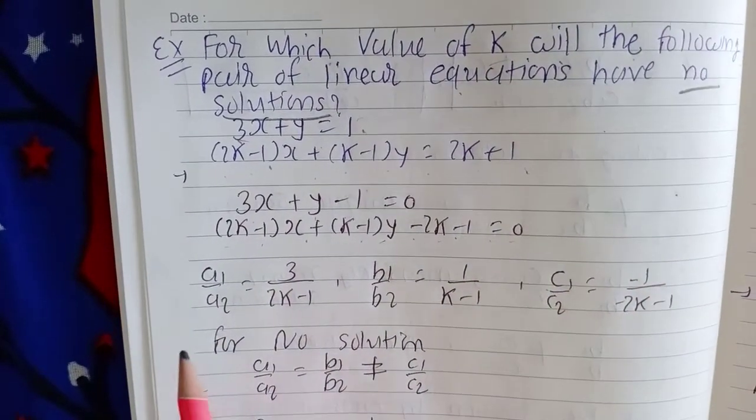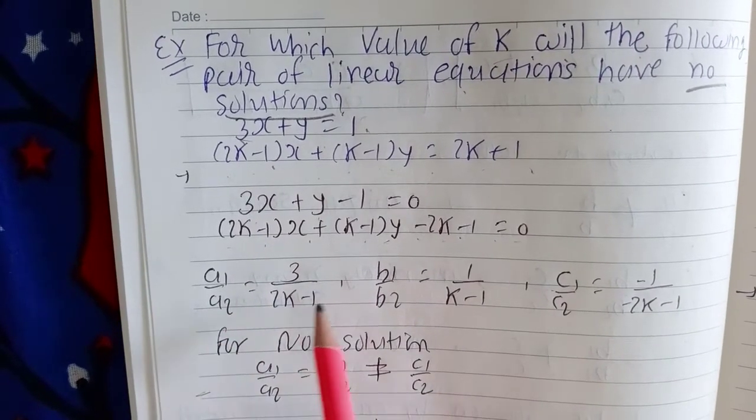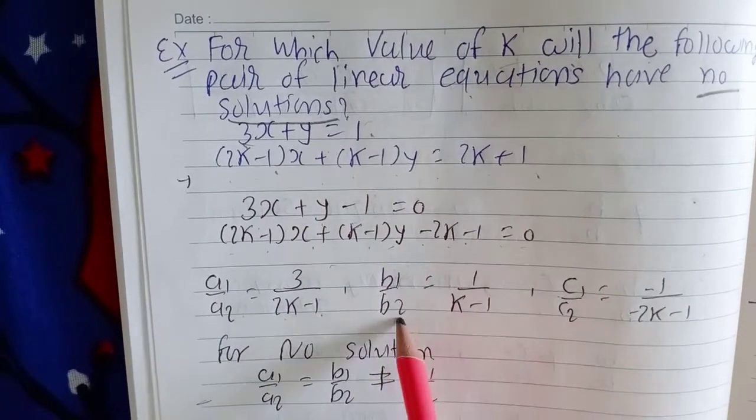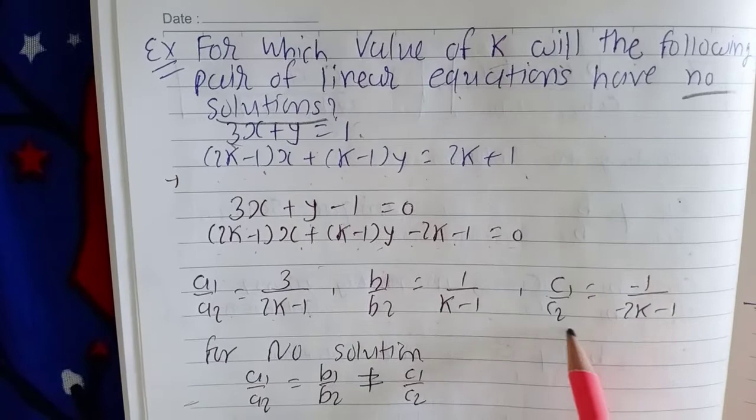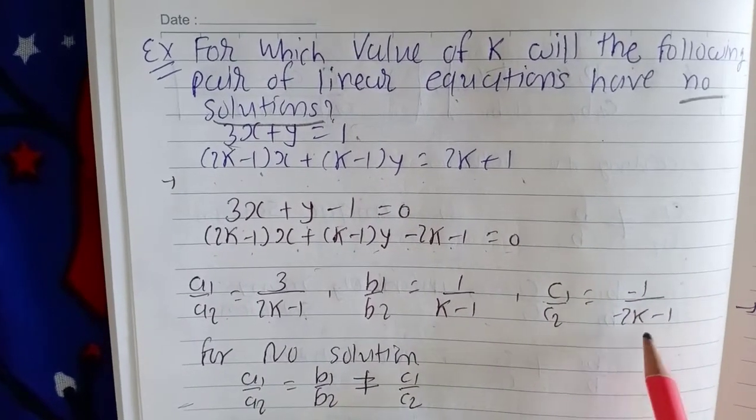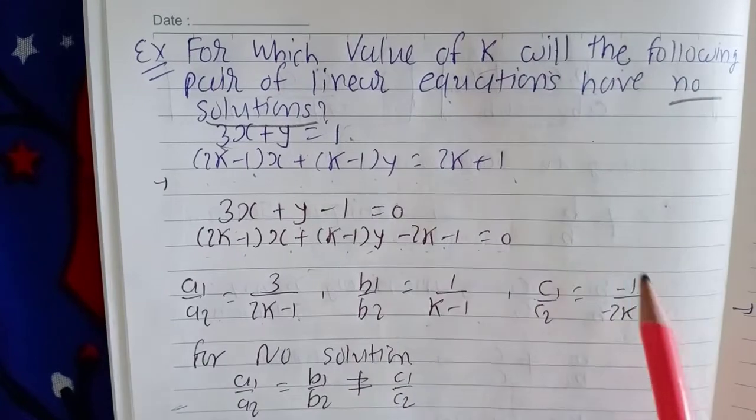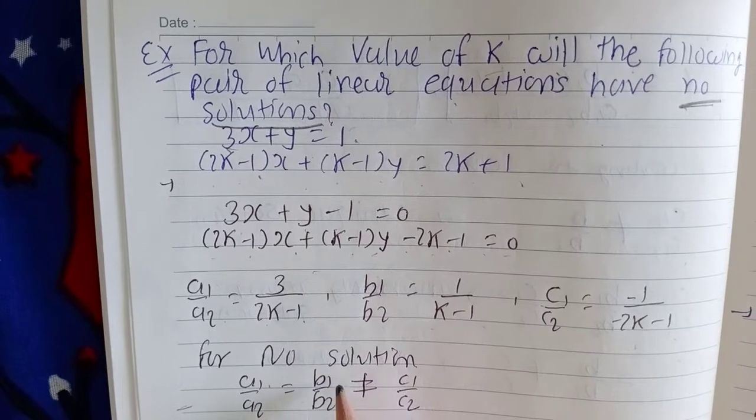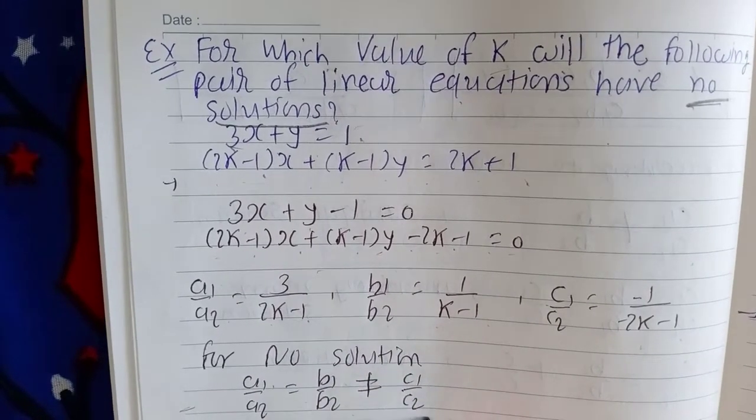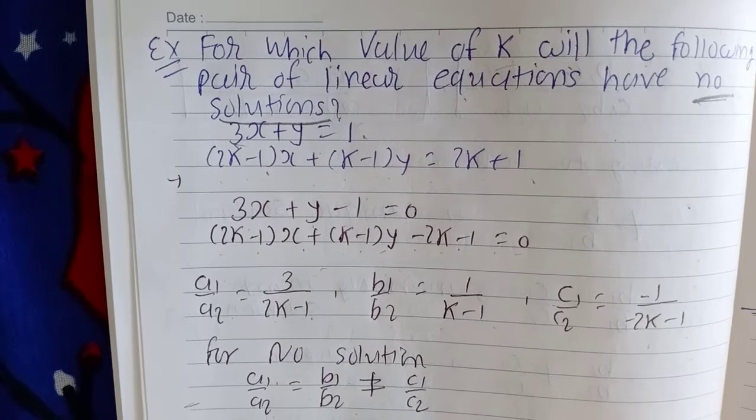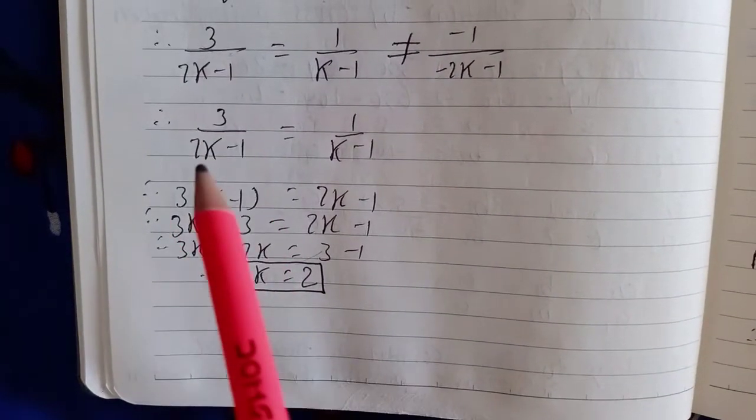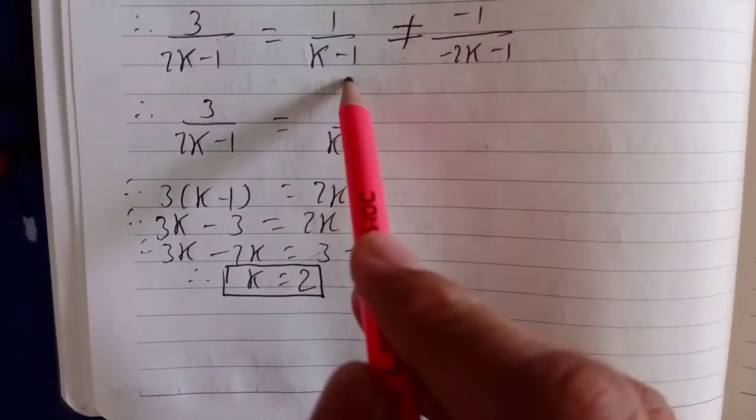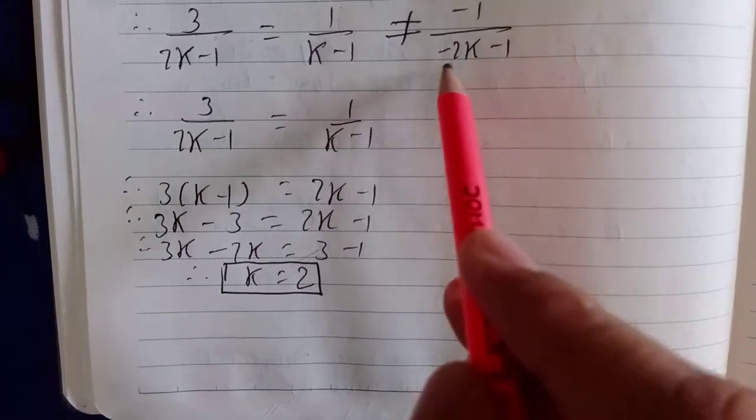First of all, write down a1, a2, b1, b2, c1, c2. So a1 upon a2 is 3 upon 2k minus 1, b1 upon b2 is 1 upon k minus 1, c1 upon c2 is minus 1 upon minus (2k plus 1). Here the condition given is no solution. That means a1 upon a2 is equal to b1 upon b2 is not equal to c1 upon c2. Let's check: 3 upon 2k minus 1 is equal to 1 upon k minus 1 is not equal to minus 1 upon minus (2k plus 1).